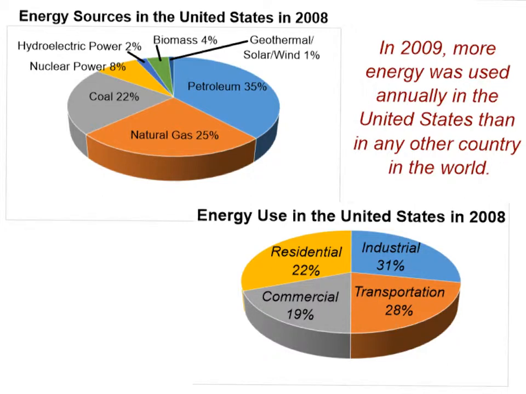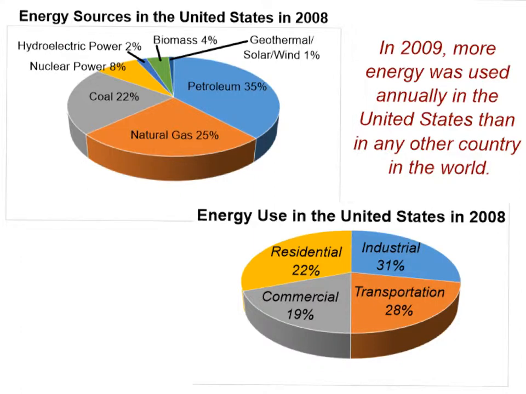So in the year 2009, more energy was used annually in the United States than in any other country in the world. We are a very large consumer of useful energy resources. Here is just a chart showing that in the United States in the year 2008, where some of those energy sources came from. The vast majority was from petroleum, natural gas, and coal.